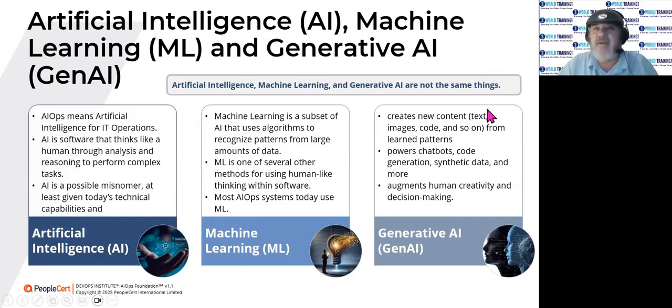So finally, generative AI is AI in the context that it can create new content, so text, images, code, and so on from learned patterns that it's trained on. Things like chat bots, code generation, synthetic data, and other use cases are supported by generative AI, and it augments human creativity and decision making. Definitely, it's important for modern AI ops.